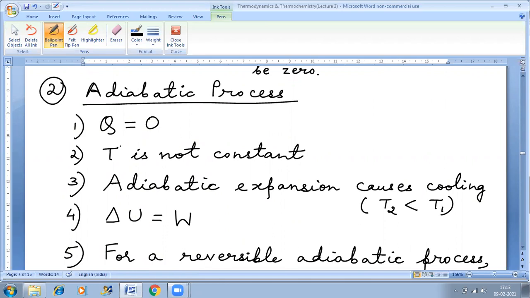Adiabatic expansion causes cooling. Meaning what? If a gas is expanded adiabatically, then the temperature will drop. So T2 will be less than T1 if expansion happens in an adiabatic process. So if adiabatic expansion of a gas takes place, then temperature falls and so T2 is less than T1.